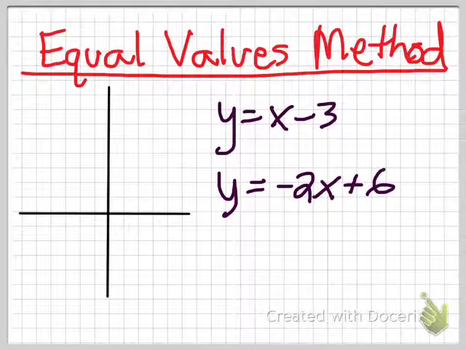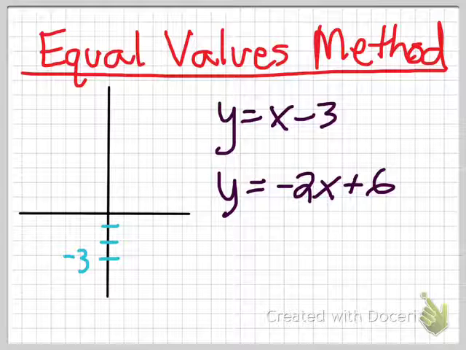And what we want to do is we want to be able to figure out where on the graph the point of intersection between these two lines will be. So obviously the best way to get an answer for a point of intersection is just to graph it. So we'll graph the first line, x minus 3. That means we're going to start down here at negative 3, and we're going to be going up from that point, up from negative 3.